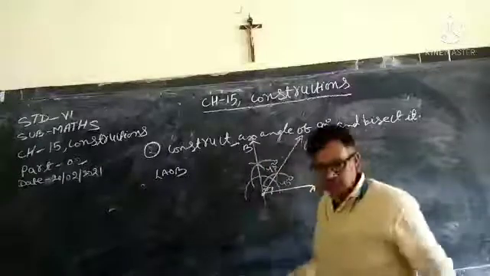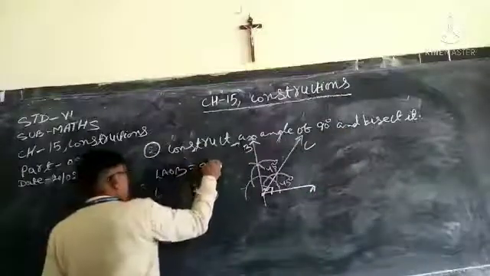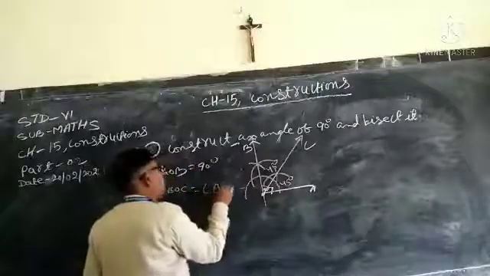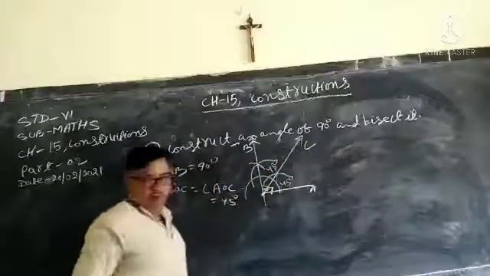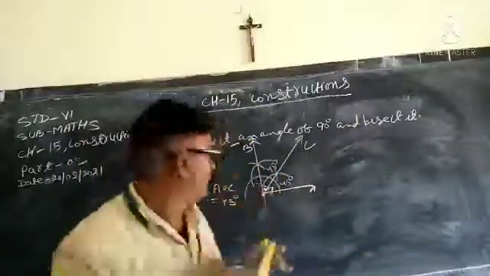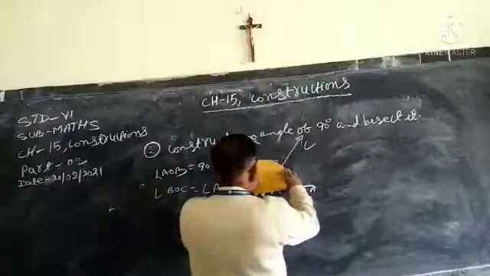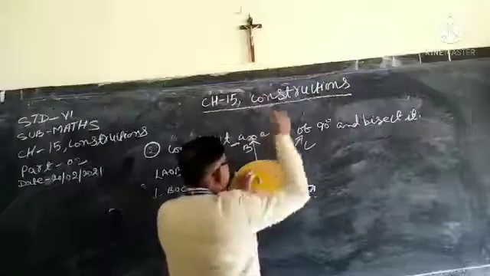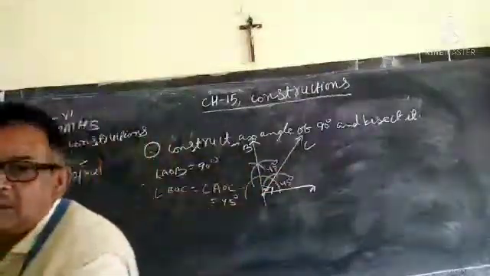Now see here in this diagram, angle AOB is 90 degrees. Angle BOC is equal to angle AOC, which is 45 degrees. Now how can you measure? See this one. You have a protractor. You put it on point O. This 90 degrees is ready. This 45 degrees is ready. It means you have made it. It is clear.